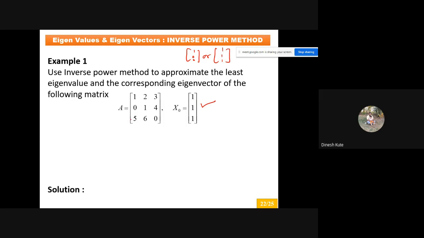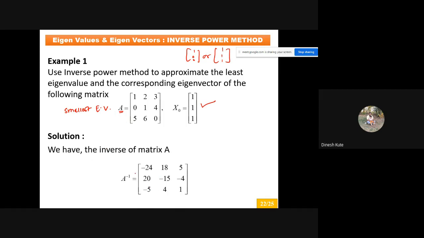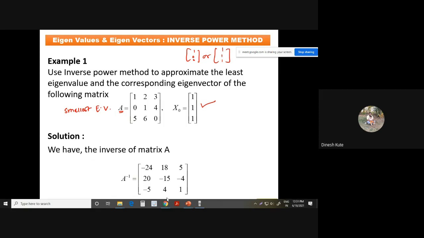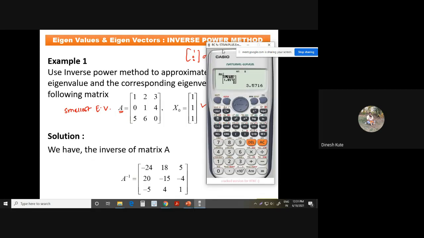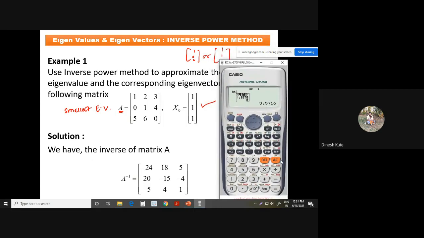Now in the solution, as we have to find the smallest eigenvalue of this matrix A, first we consider its inverse. Just consider the A inverse. I will explain one more time how you can find this A inverse on a calculator. I think most of you are aware of this. So how do you calculate this A inverse directly on a calculator? For that, again, we need to store that matrix A in the calculator.